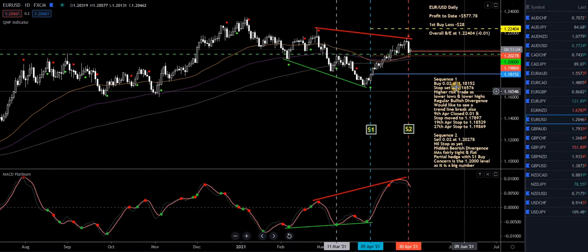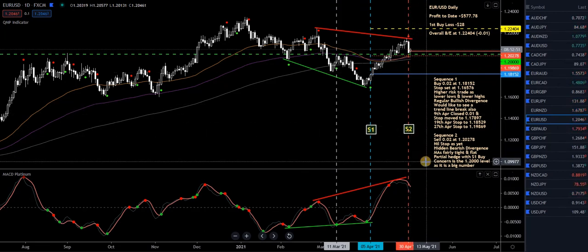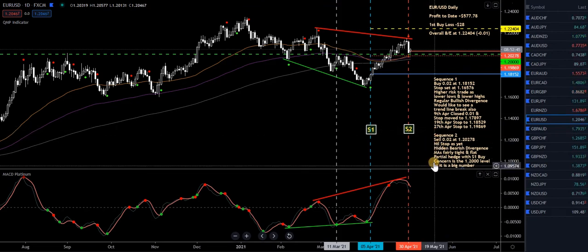Euro USD, new sell trade this morning. Already in a buy from back here, closed half. My stop is just below this big number, which is the 1.20 level. When I took that sell, I think a concern is I'm at the 1.2000 level. It's a big number, but it gives me a partial hedge.